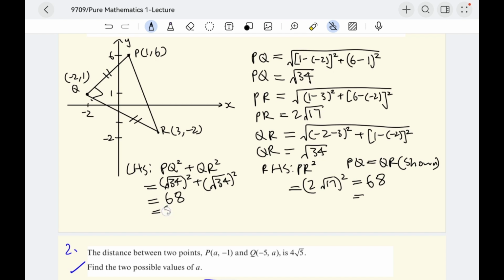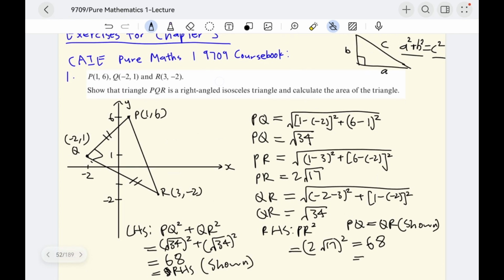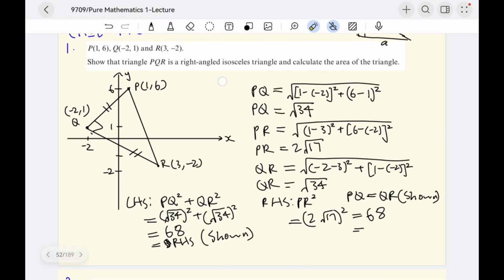So you have successfully shown that triangle PQR is a right-angled triangle by using the Pythagoras theorem, and an isosceles triangle by identifying two sides which are equal in length.